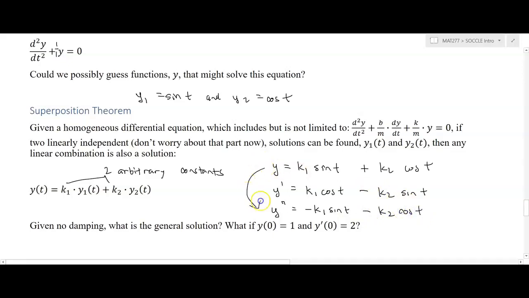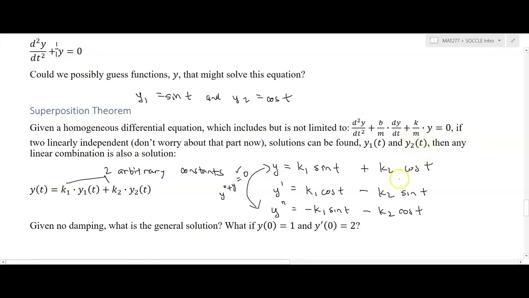And if you add these together, what should they give us? Well, if we add the second derivative to y, they should cancel out and give us 0. Negative k1 sine t plus k1 sine t, negative k2 cosine t plus k2 cosine t, they cancel out and give us 0. So y double prime plus y does in fact equal 0. So that's how we know that's a solution.